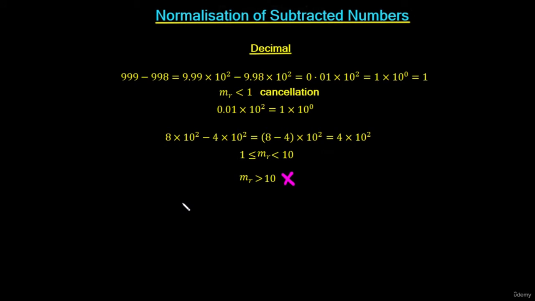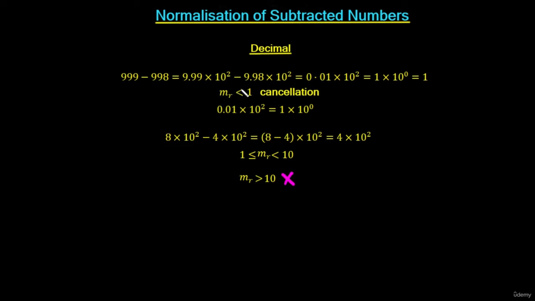Now, we mentioned in the last video that we may have to go through a different form of normalisation whenever we do subtraction. So let's look at an example of subtraction, and we'll start off using the decimal values in order to give us some intuition. We're going to look at it in terms of what happens to the value of the mantissa whenever we do the subtraction.